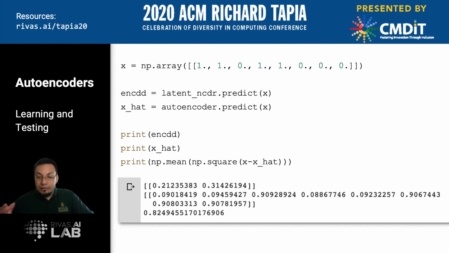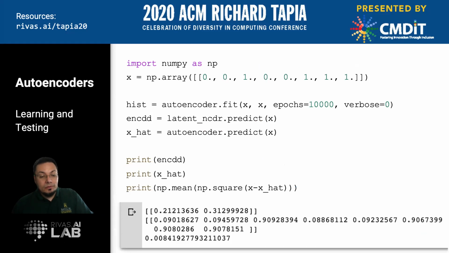All right, so how do we fix this? We can fix it simply by training it with a lot more data. As you can see, the mean squared error of this reconstruction is severely high, 0.82, compared to the previous one, 0.008.